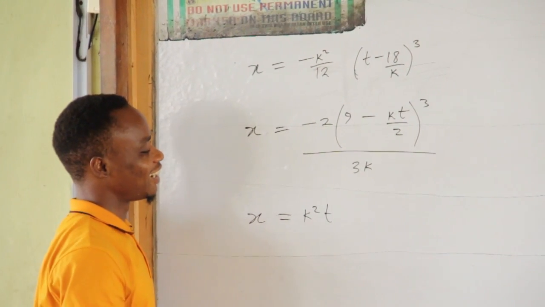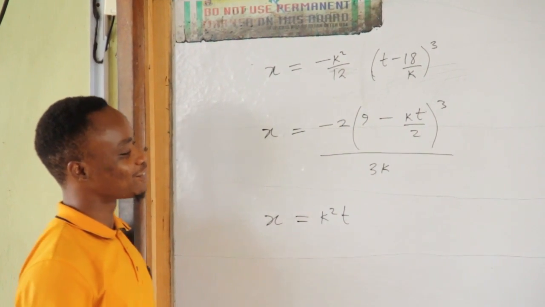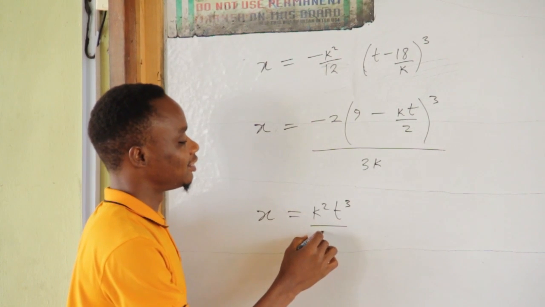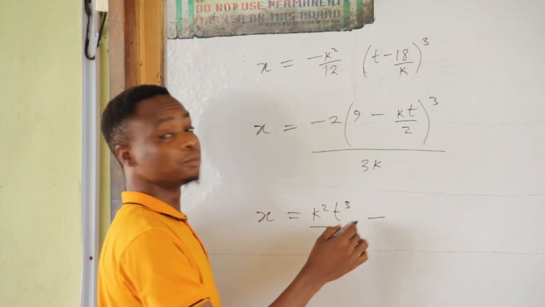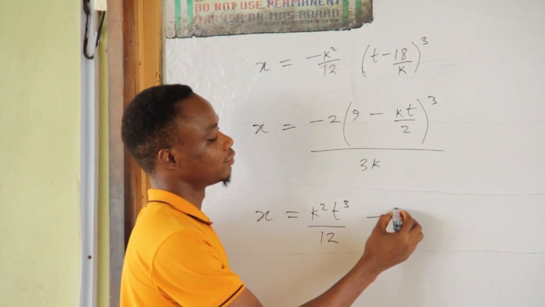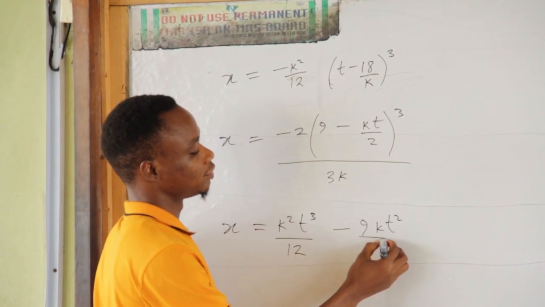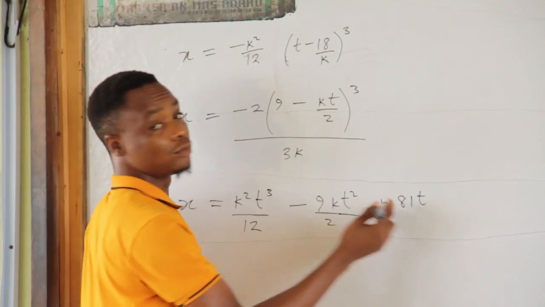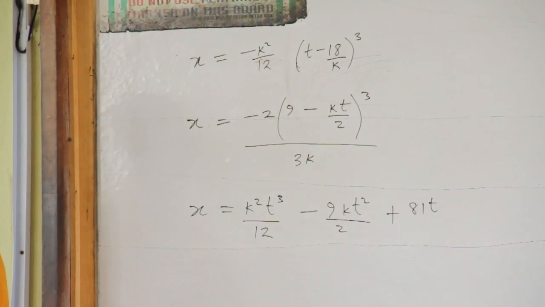K squared. Plus 81c. You see that this one seems not appropriate. It is decreasing, the power is decreasing.